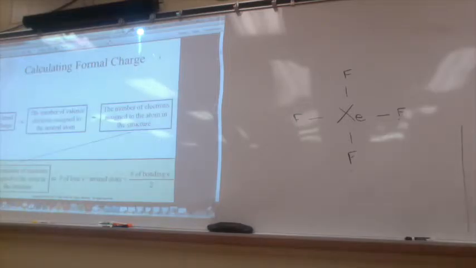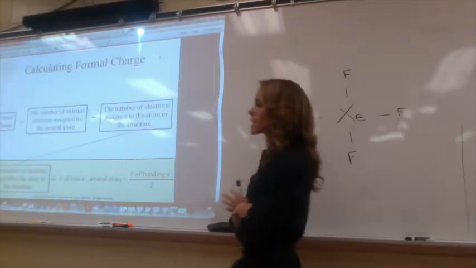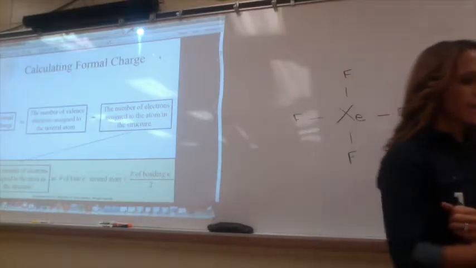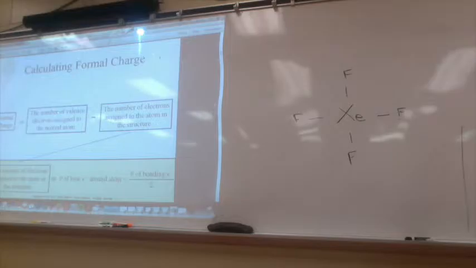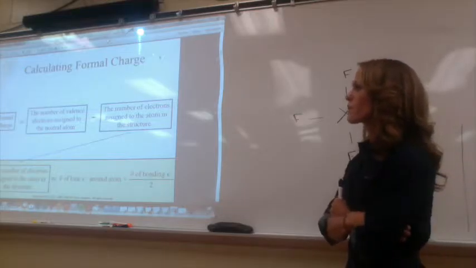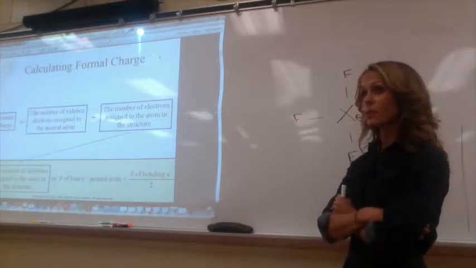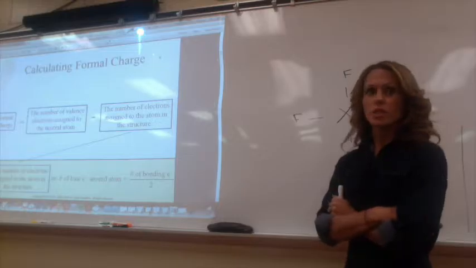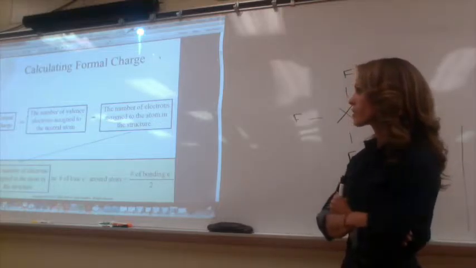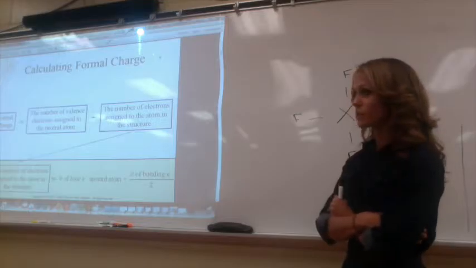your calculation for formal charge is this. I wouldn't write this down exactly like this because this tends to look a little bit more confusing. The overall formal charge is equal to the number of valence electrons assigned to the neutral atom. That means when you look at the periodic table, the number of valence electrons that it's supposed to have is what that box means, minus the number of electrons assigned to the atom in the structure.